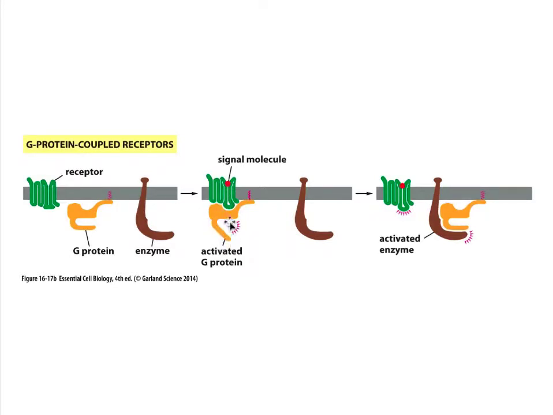Once the G protein has been activated, and we'll learn how that happens in a few slides, the G protein will then have some kind of effect on its target molecules. And in this slide, the target molecule is this dark brown one, and it somehow interacts with it.